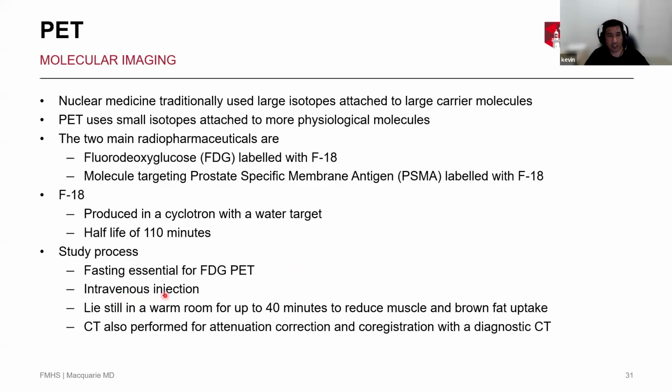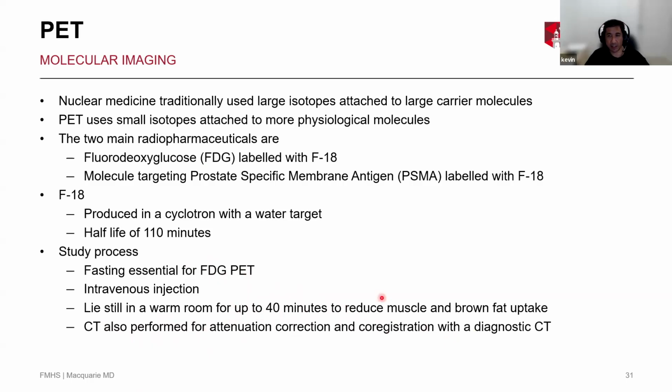It's an intravenous injection. You have to lie still in a warm room for 40 minutes to let the FDG get taken up into the tissue that you're interested in. So tumors, infection, or obviously tumors in the case of PET, and that takes about 40 minutes. And I'll talk about the CT afterwards.